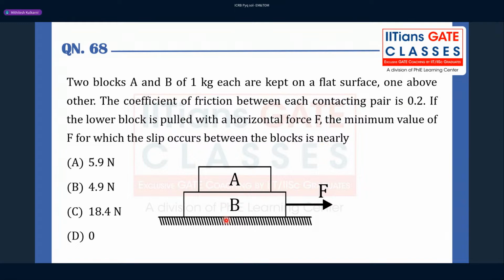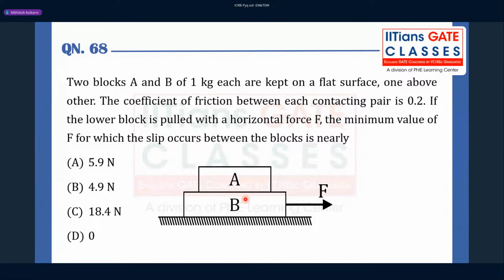So in this case, we have two blocks of same weight, and we are applying a force F to block B. There is a friction in between block A and B. There is also a friction in between block B and the ground, and the coefficient of friction is given as 0.2 for all these surfaces, and we have to find the value of F for which the slip will occur in between the blocks. So this is from mechanics and from the equilibrium topic.